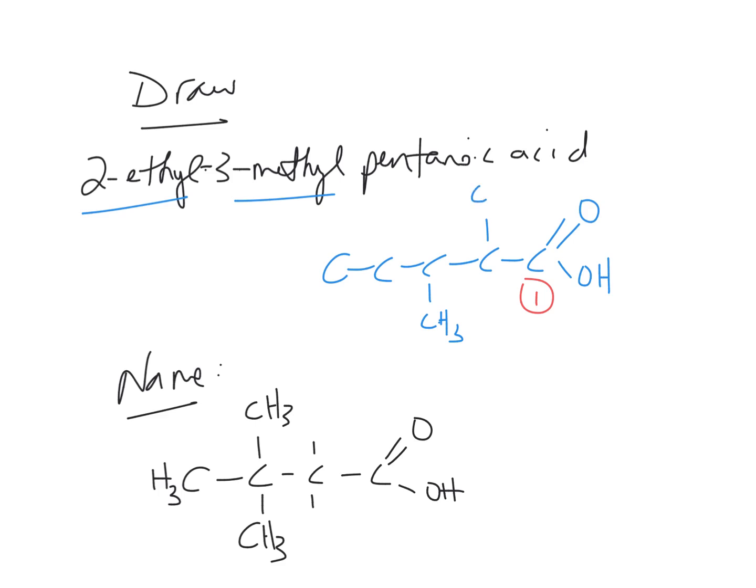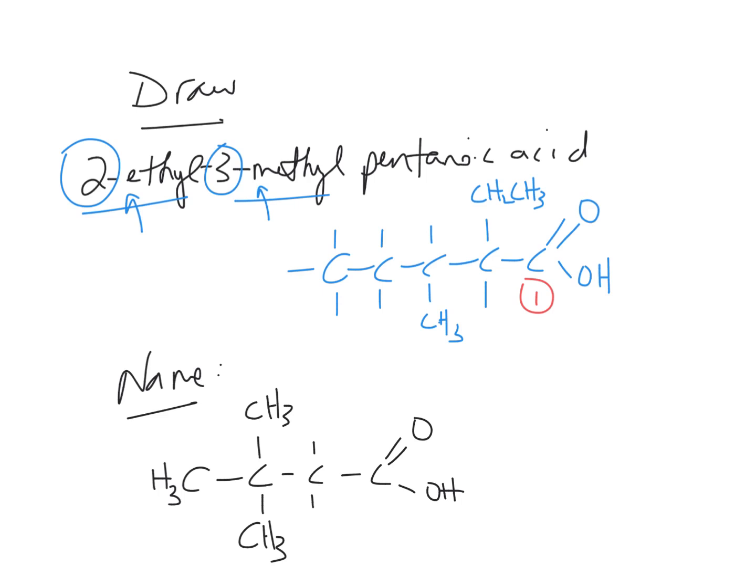Now you may also say, well, hang on a second, why are we writing ethyl before methyl? Remember, this is not based on their number, but it's based on the alphabetical order. So ethyl comes before methyl because E comes before M in the alphabet. Now fill the rest of it out with hydrogens. And there you go.